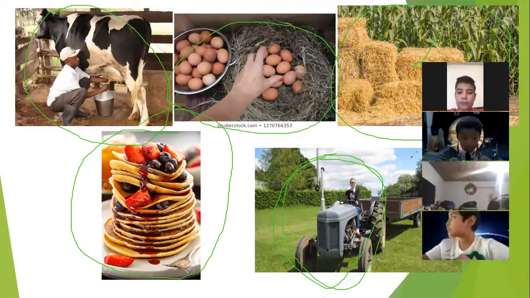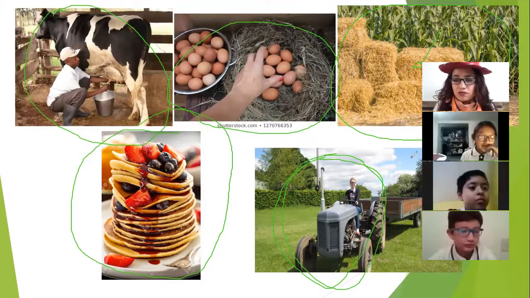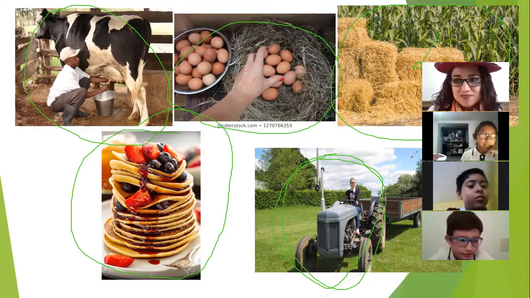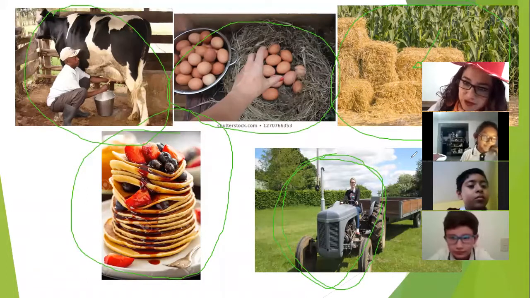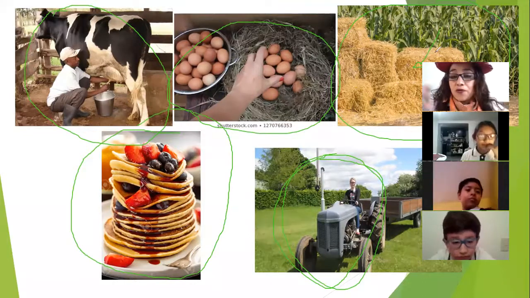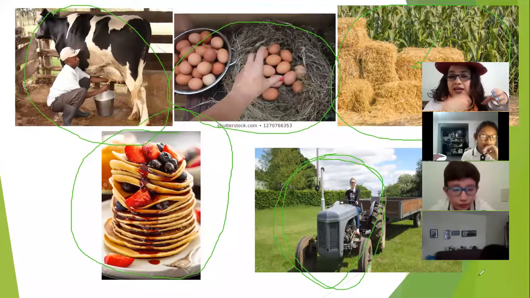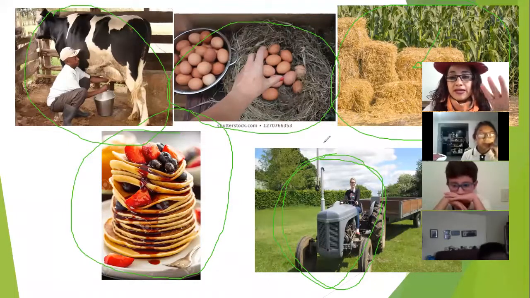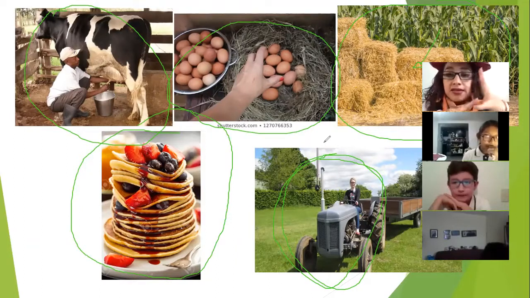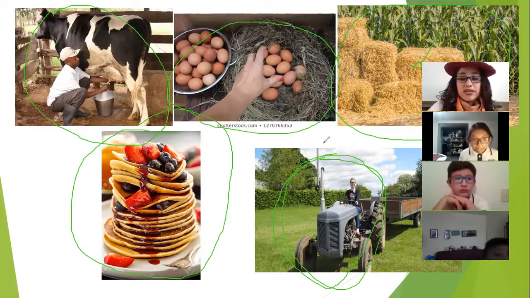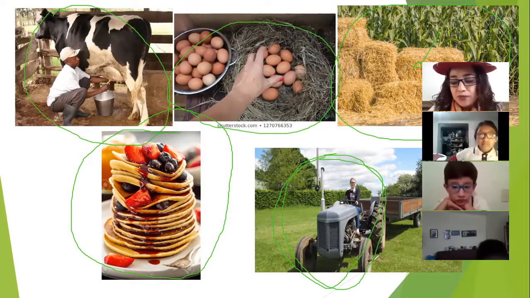Excellent. Do you remember what was the delicious breakfast? A pile of pancakes, fresh strawberries, fresh milk and scrambled eggs. Okay, excellent. Scrambled eggs, super good. Don't forget those activities: milk the cows, collect the eggs, bale the hay, drive a tractor, and the delicious breakfast.